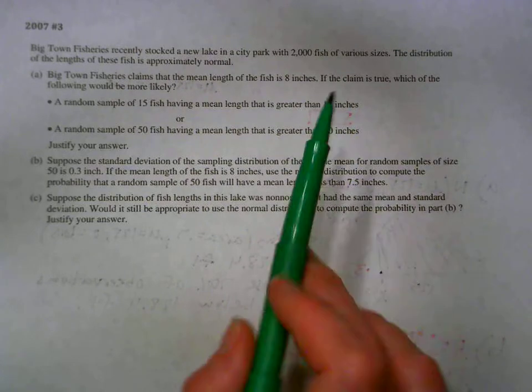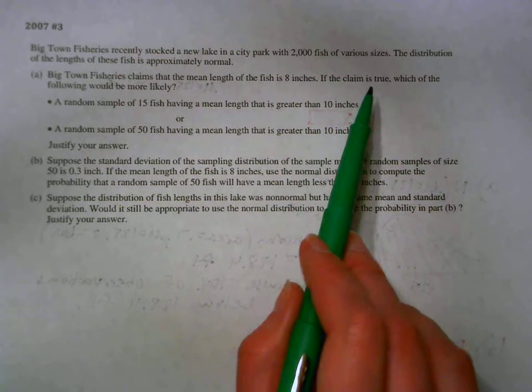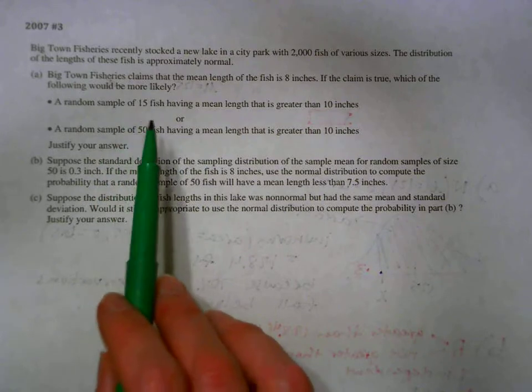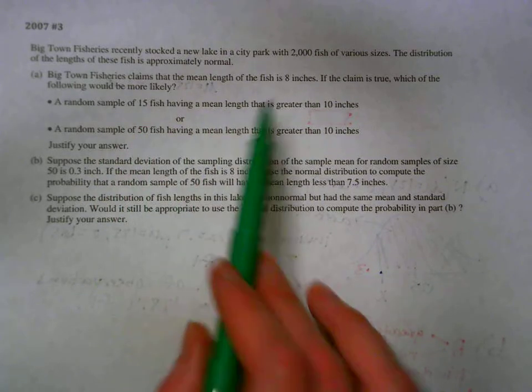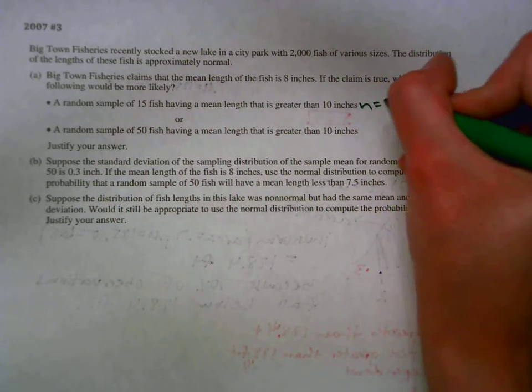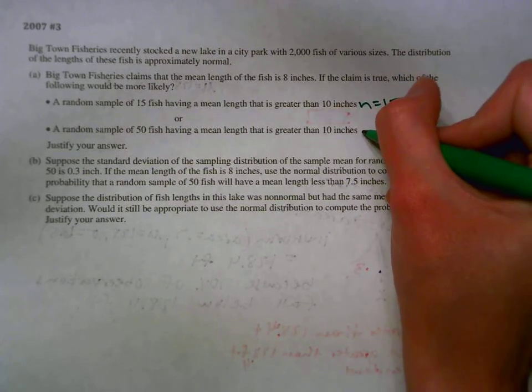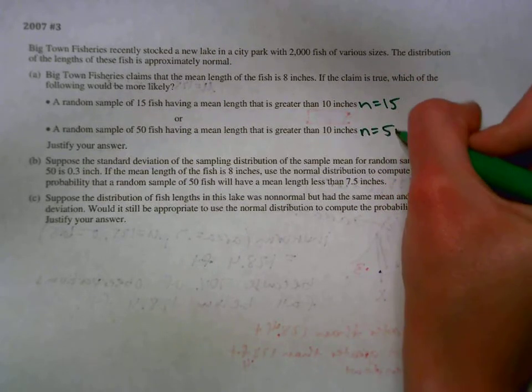So this is 2007, number 3, and it says, Big Town Fisheries recently stocked a new lake in a city park with 2,000 fish. The distribution of the lengths of the fish is approximately normal. Big Town Fisheries claims that the mean length of the fish is 8. If this claim is true, which of the following would be more likely? A random sample of 15 having a mean length that's greater than 10? Or a random sample of 50, when n is 50, having a mean length greater than 10?